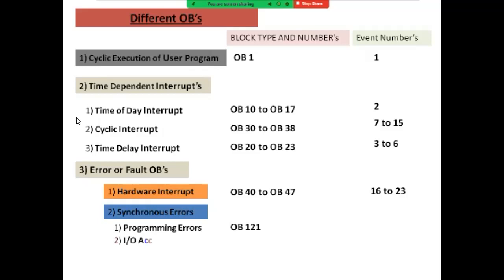Similarly, we have the IO access error. If I'm giving wrong addressing, which your CPU cannot identify, it shows an error. For that, we have OB number 122. You can download these empty blocks also. If such an error occurs, the CPU remains in run mode. It does not show any error.